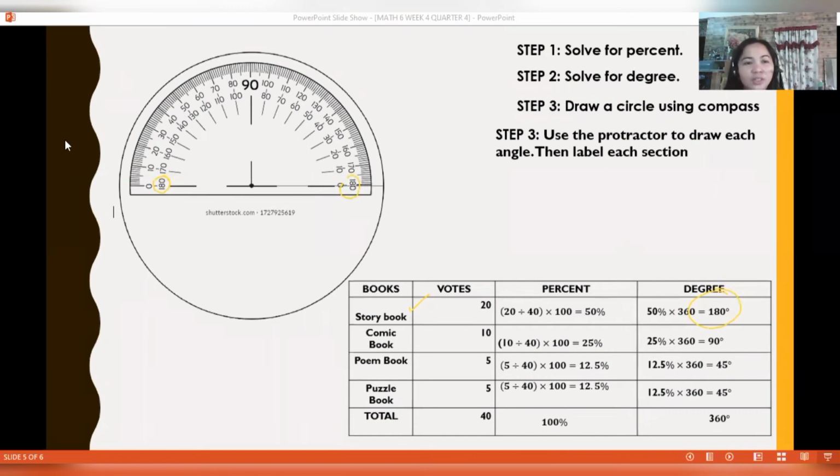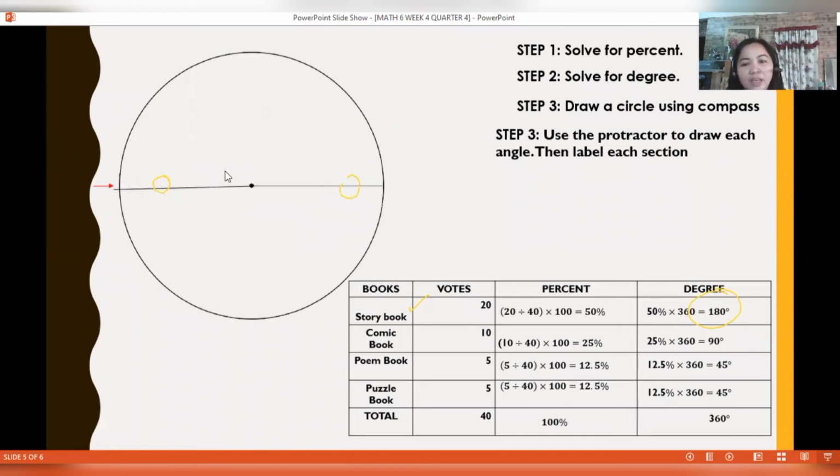So now, let's find 180. Ayan siya. So i-connect natin with a line. So that will be the storybook. So ito yung ating storybook, which is 180 degrees. Or pwede mong isulat 20 students. Depende, pwede mong isulat yung 20 students. Yung iba, sinusulat din yung degree. Pero sa akin, label, ano ba yung book na yun at anong katumbas nun.